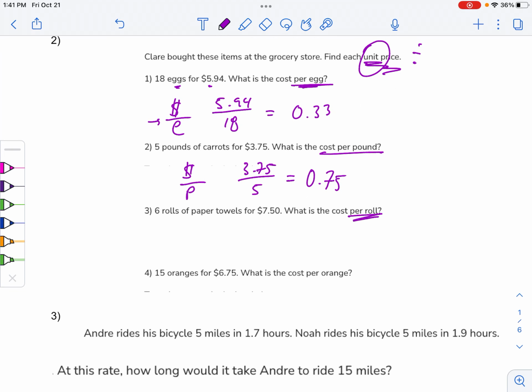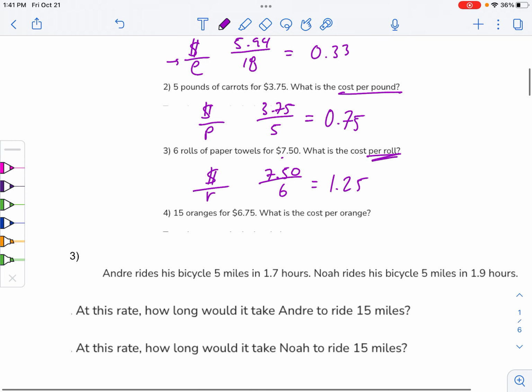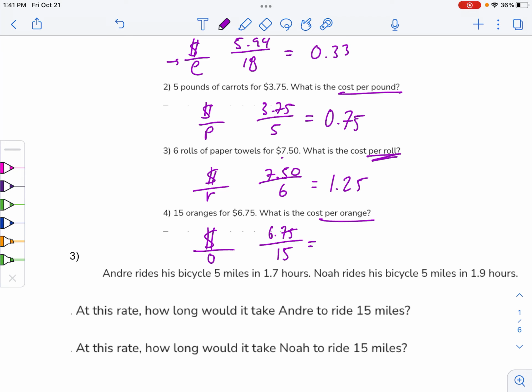Per roll, so I'm going to put rolls on the bottom, and then looks like I got money, so I'm going to have money on the top. So 750 divided by 6. So it's $7.50 for 6 rolls. I want to know for 1 roll, so I'm going to divide that out. And I find out it's $1.25 per roll. Per orange. Orange is going on the bottom. Money on top. So it is $6.75 divided by 15 oranges. If I divide that out, it is 45 cents.